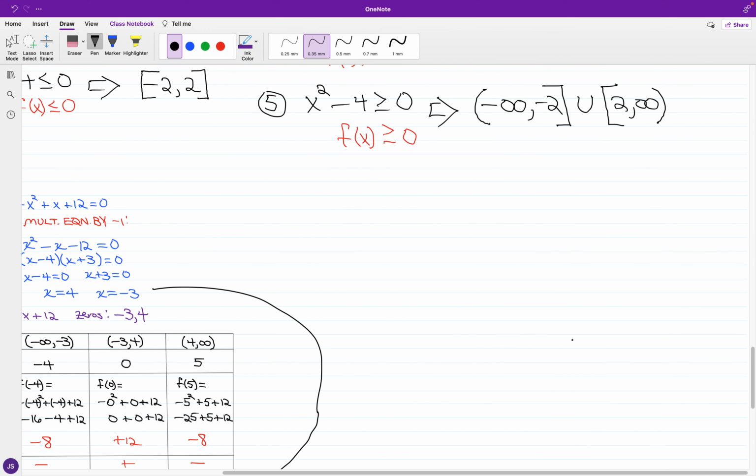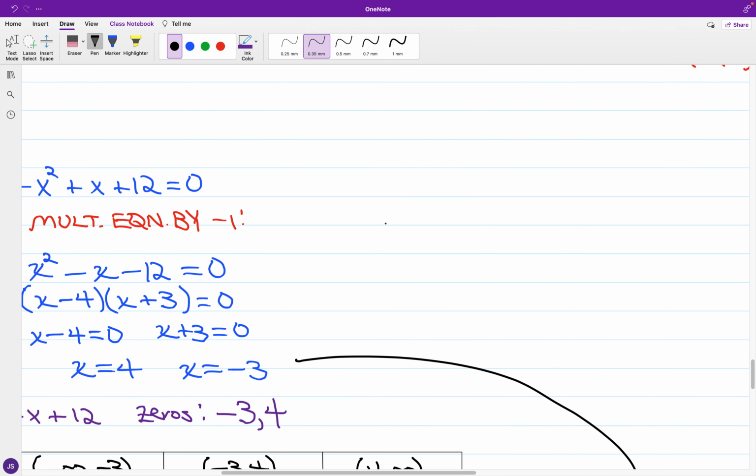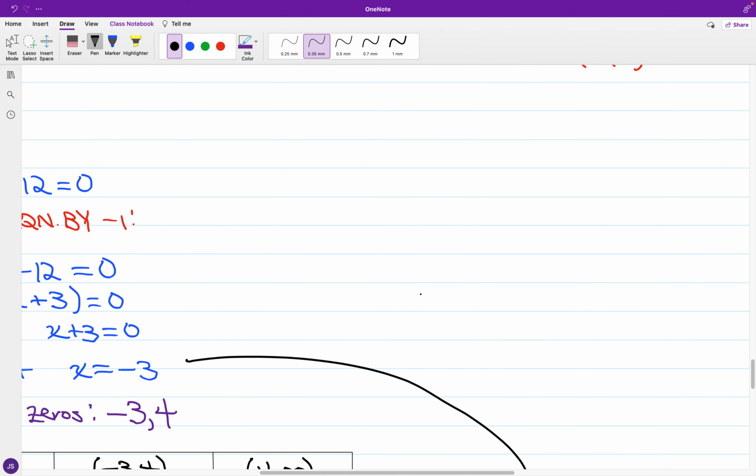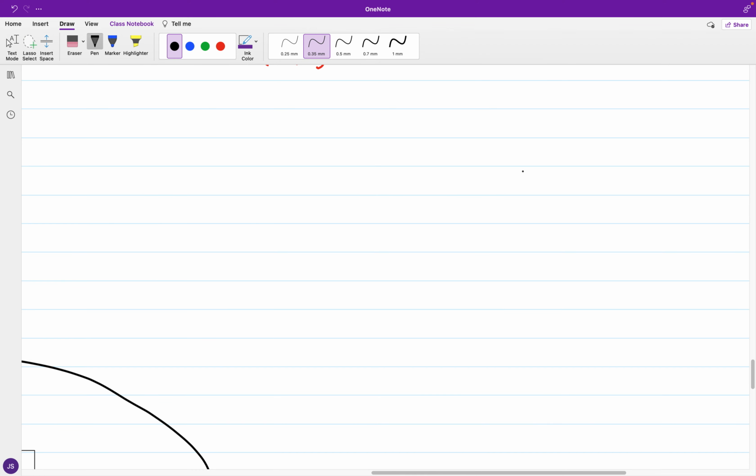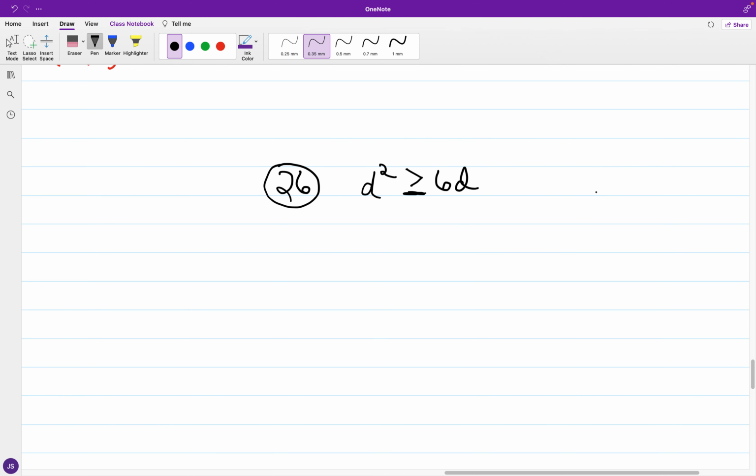Now, let's look at an inequality that is not yet expressed in comparison to 0 terms, say number 26. Say we're solving one particular inequality for the variable d, so you have d squared is greater than or equal to 6d. Okay, so d squared is greater than or equal to 6d.